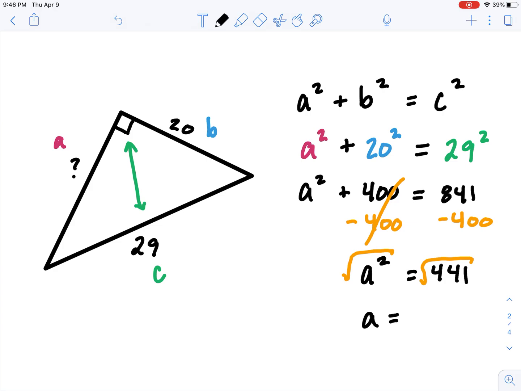So again, on your calculator, you can punch in 441 and then click the little button that looks like this, and that'll square root it for you. And if you do that, I think we should get 21. Let me just check that to be sure. Yes.